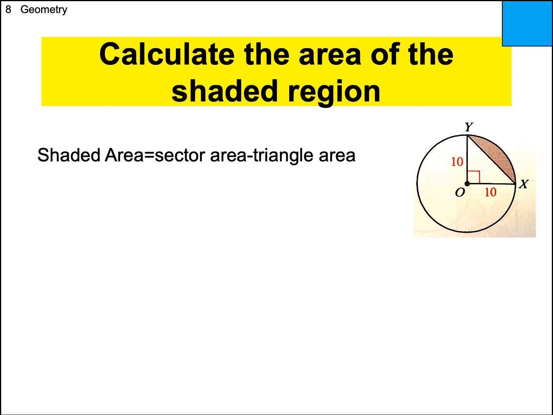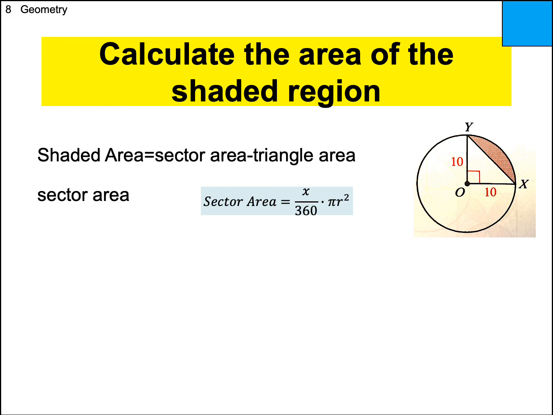All right, so let's see. What do we got to do first? We got to do the sector area. So the sector area is bordered by OY and OX. Well, we can do that. The formula for sector area is x over 360 times pi r squared. So I need the angle measurement, or the measure of the arc. The measure of the arc looks to be 90 degrees.